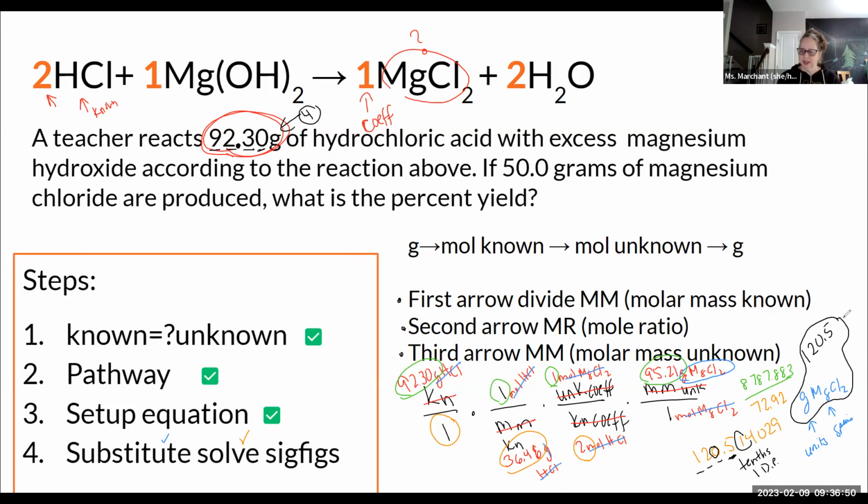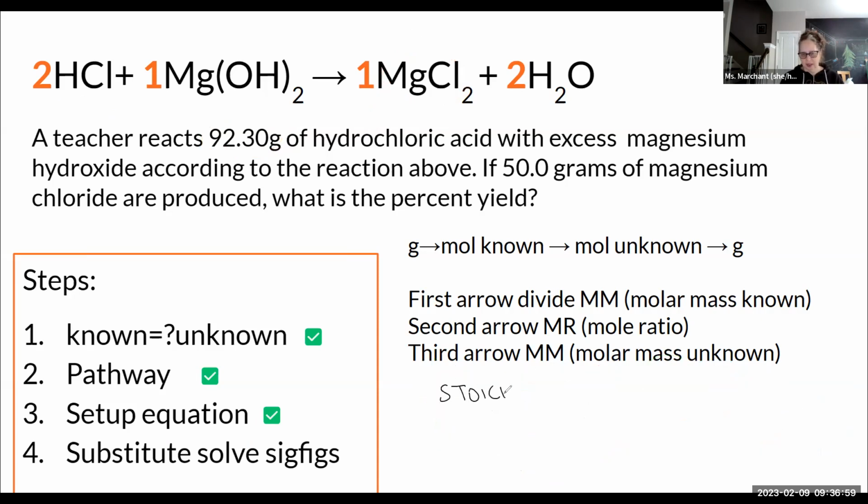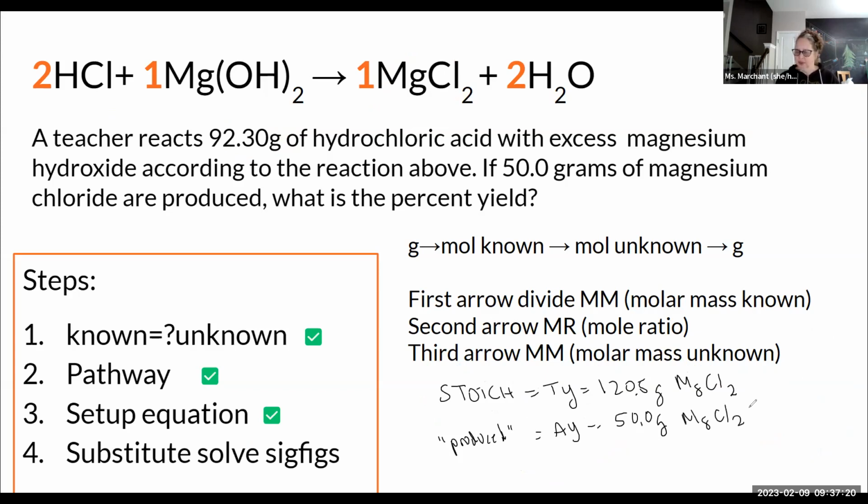That is the theoretical yield. Why? Because that's what the stoich gives me. The stoich is always going to give me the theoretical yield, which is 120.5 grams of magnesium chloride. The problem gave me the actual yield because it said produced. So we only were able to produce 50.0 grams of magnesium chloride when we put it on the production line, or actually in this case, the teacher did in the lab. Okay, so now I have to find my percent yield.